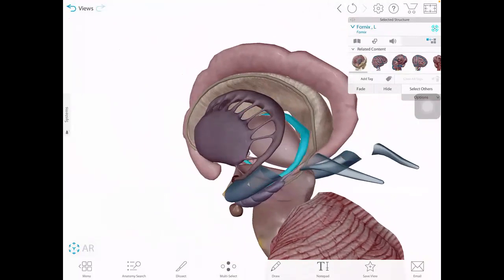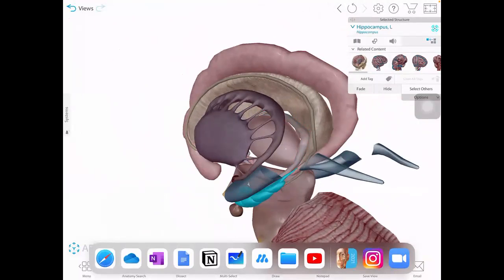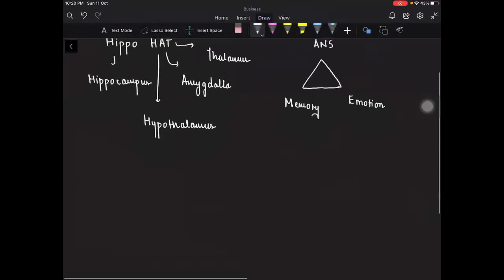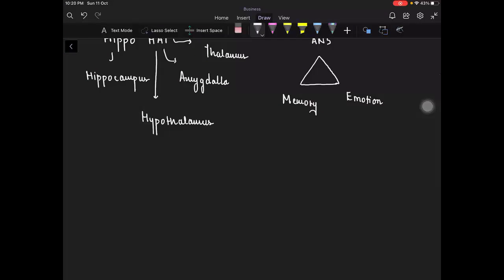Right. So the way you understand very simply what the hippocampus does is that it will essentially convert your short-term memory into long-term memory. And I'm really simplifying things right now. But to get your 101 concepts very clear, this is what you need to remember and memorize.